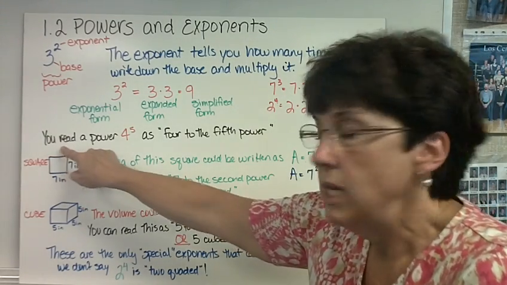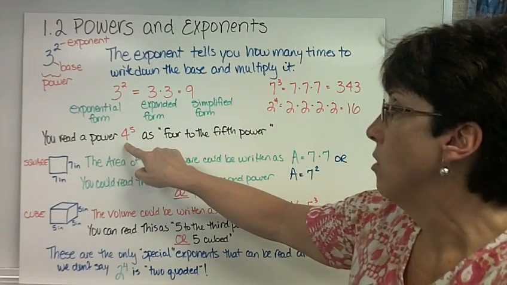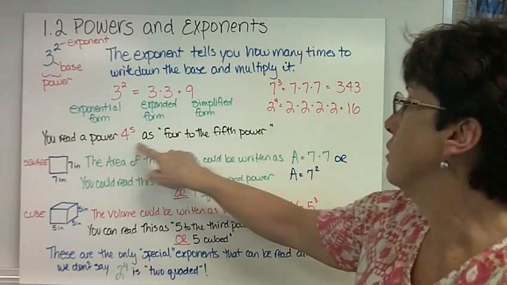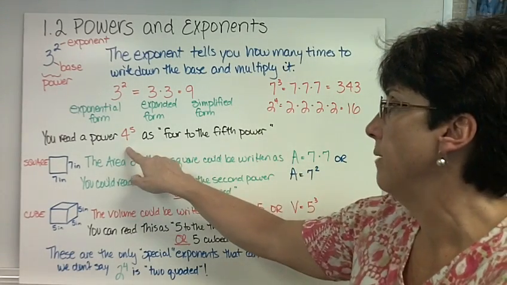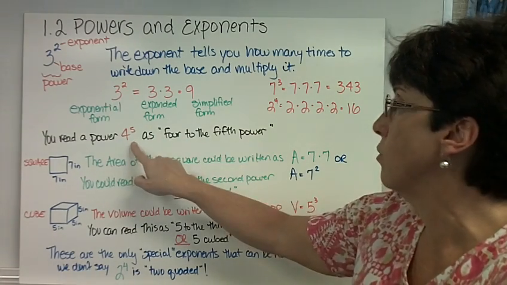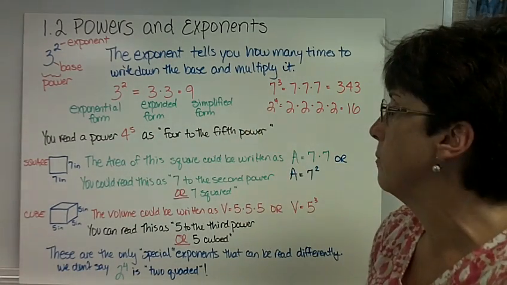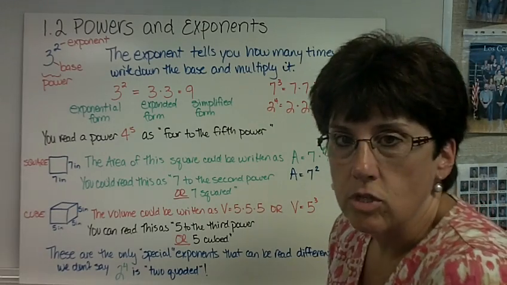All right, we would read the power as 4 to the fifth power. Okay, so this is 3 to the second power, 4 to the fifth power, 7 to the third power. Now here are some special cases.